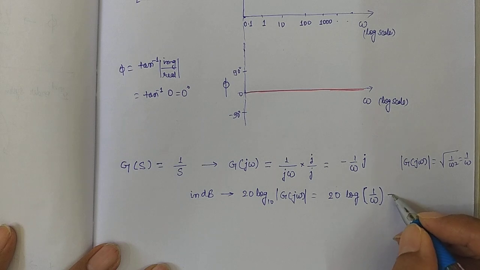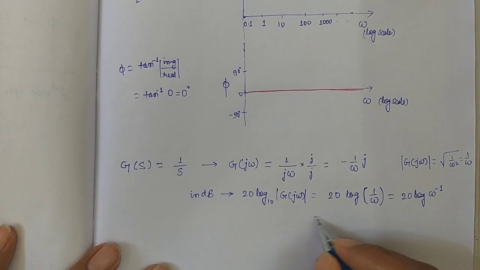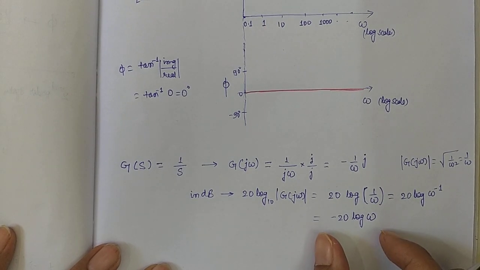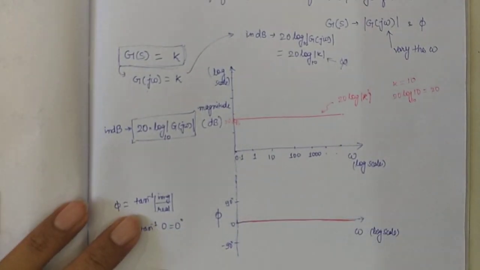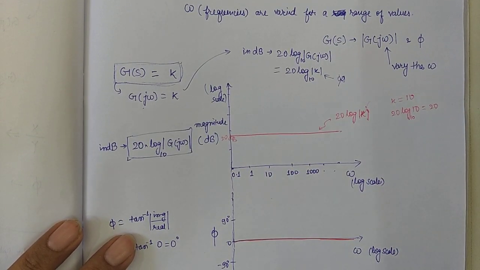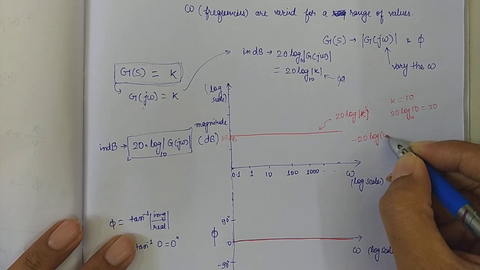Okay, I can also write 20 times log of omega to the power minus 1, and we can now write minus 20 log of omega. So this is how your function is going to look like. Now let's talk about how this function, minus 20 log omega, will look on the same scale. So now I'm going to plot minus 20 log of omega.